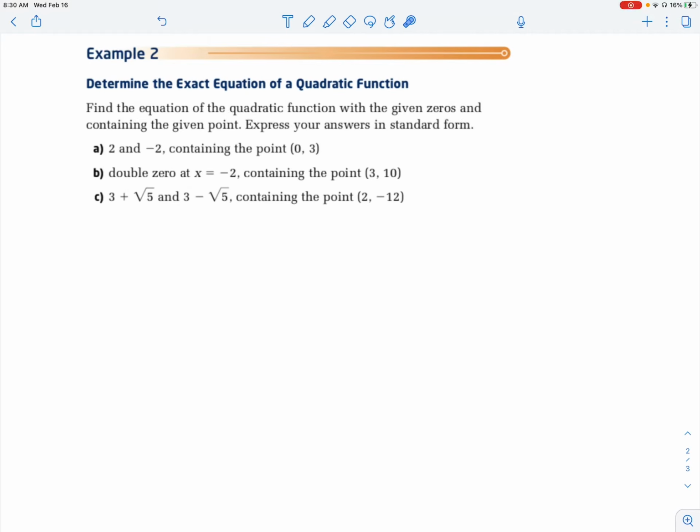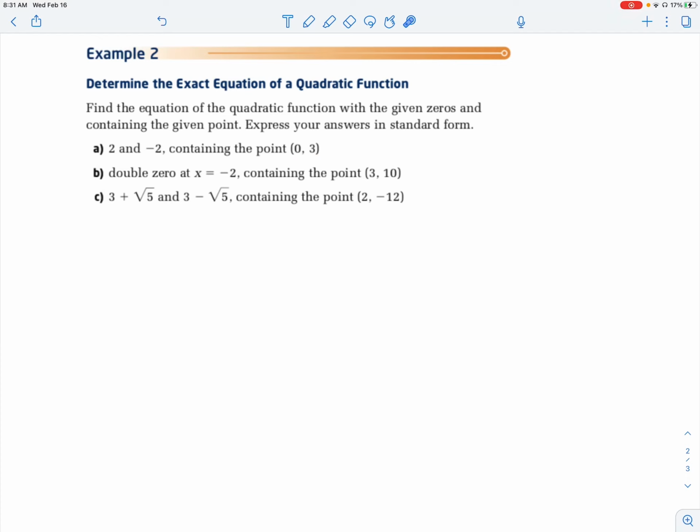Hi, welcome back to example 2 from 1.6, determine a quadratic equation given its roots. So in this example, we want to determine the exact equation of a quadratic function. It says here, find the equation of quadratic function with given zeros and containing the given point. Express your answers in standard form. For part A, we have our two zeros, 2 and negative 2, and we must contain the point 0, 3.